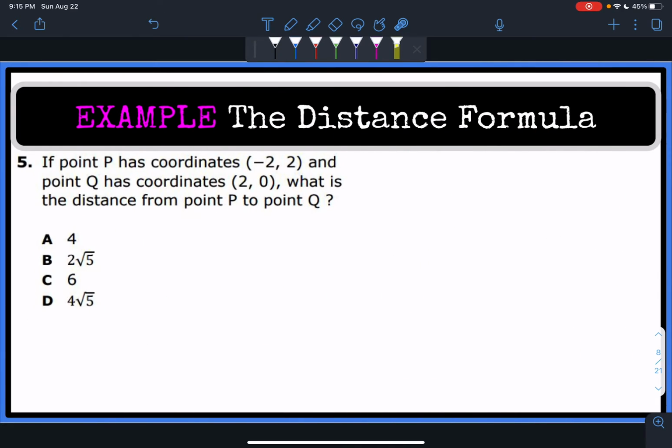Now in our fifth example, we want to again have the 2 points, and we want to know the distance between point P and point Q. So again, we refer to using our distance formula, that d is equal to the square root of x2 minus x1, so negative 2 minus 2, raise that to the second power, and y2 minus y1, so 2 minus 0, and raising that to the second power.